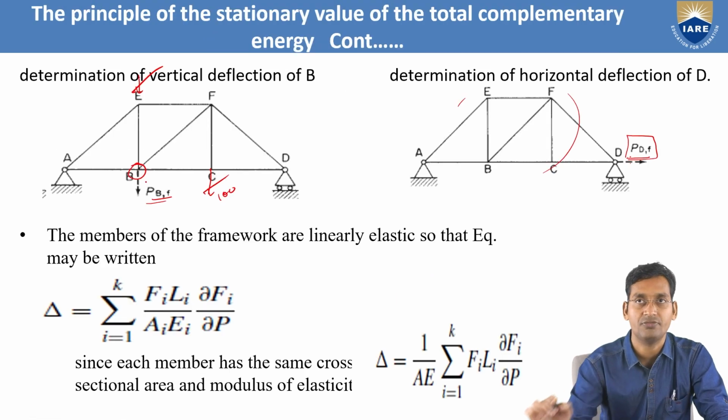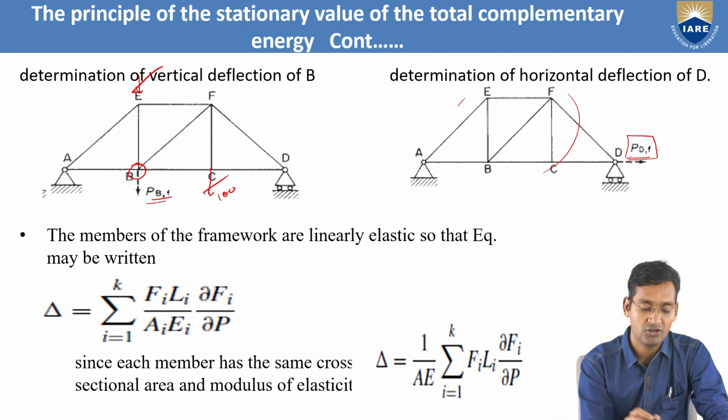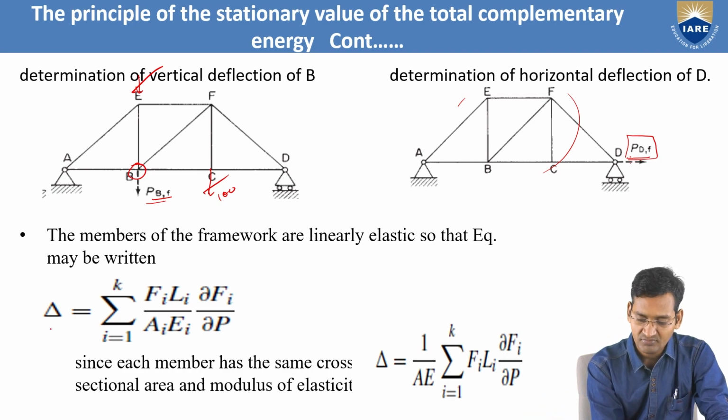So for the first case, finding delta B, at point B just add the dummy force PBF. Similarly at point D, PDF. Now what is the formula for elastic deflection?